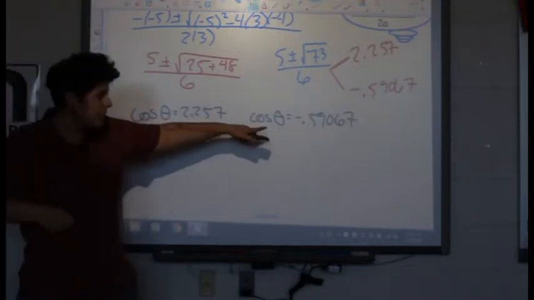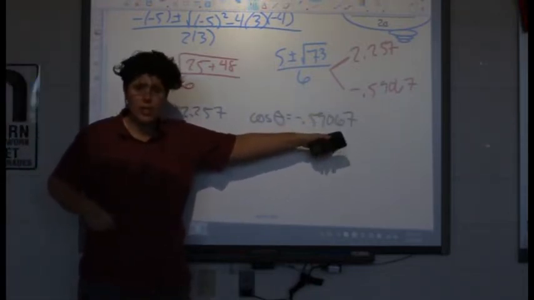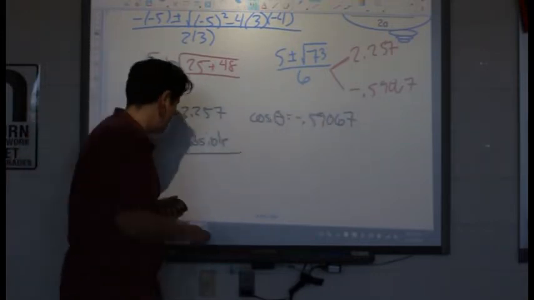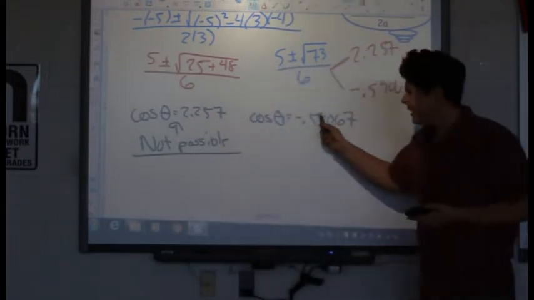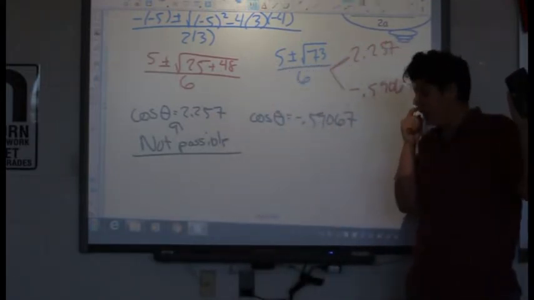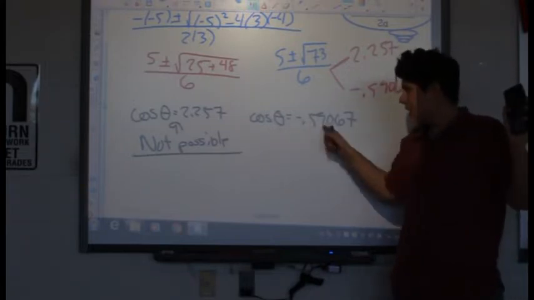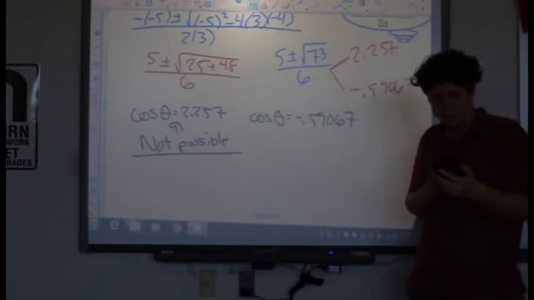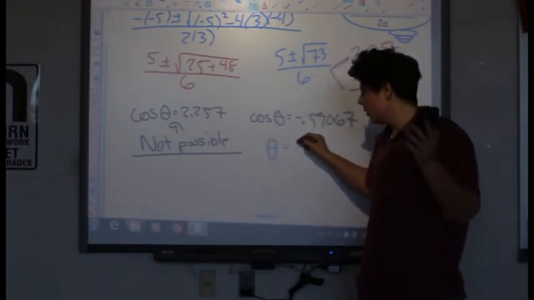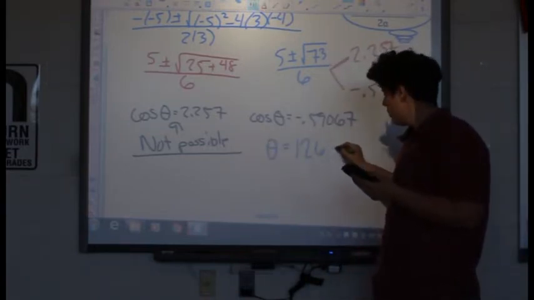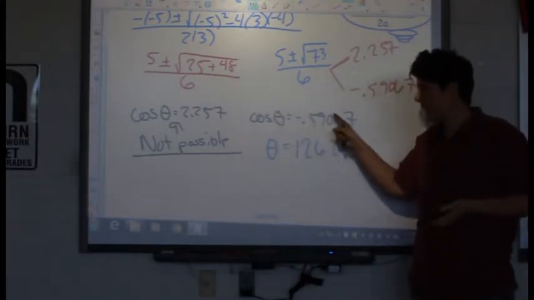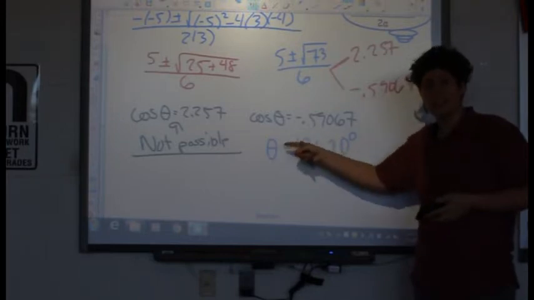Now over here, cosine equals negative 0.59067. This one does give you a solution, and we're going to work on that one. So here, again, make sure your calculator's in degrees, and we have the whole decimal on the calculator, and I'm going to use second cosine to get my answer. And my calculator tells me that theta equals 126.20 degrees.